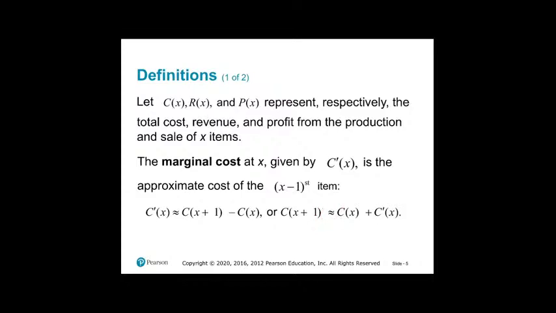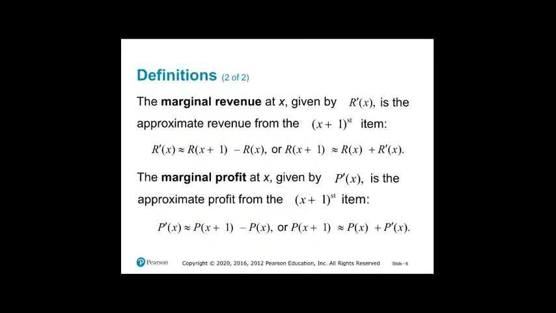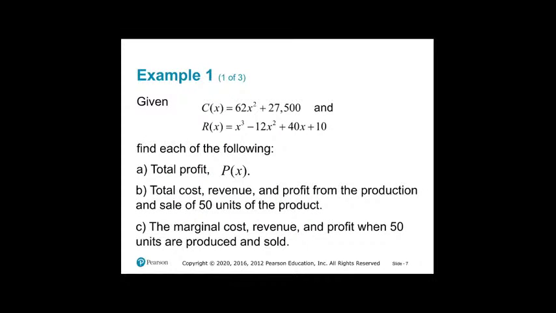The marginal revenue at x, given by R prime, is the approximate revenue from the x plus first item. So R prime is approximately R of x plus 1 minus R of x. It's still kind of like y sub 2 minus y sub 1. And this is similar for the marginal profit. Okay, so given this cost function and this revenue function, we're asked to find each of the following: the total profit, total cost, revenue, and profit from the production and sale of 50 units, and the marginal cost, revenue, and profit when 50 units are produced and sold.